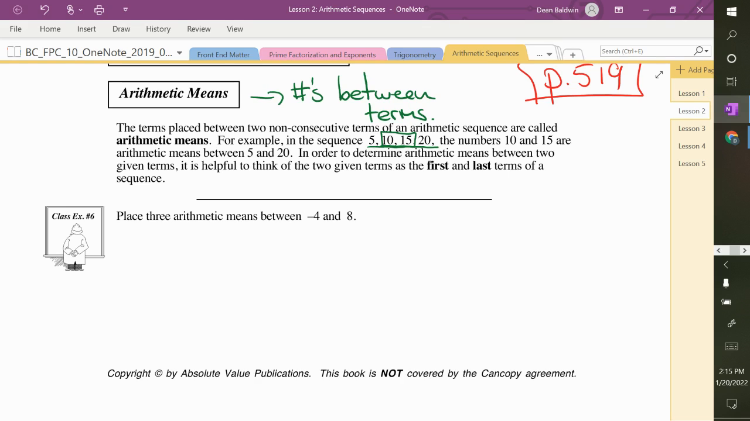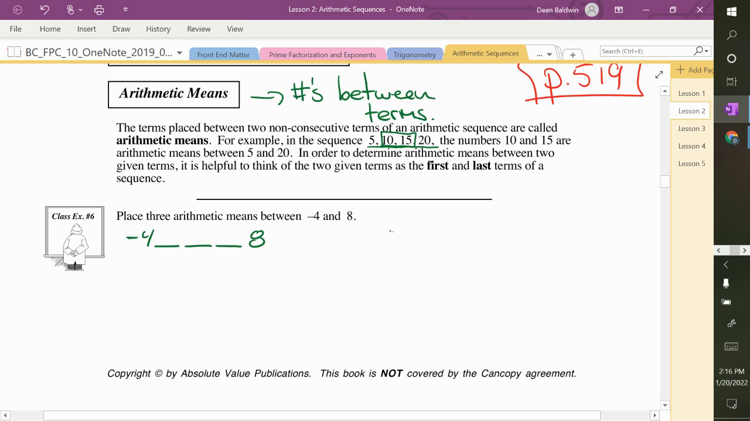So if I say place 3 arithmetic means between -4 and 8. So -4 is our first term. I want to place 3 numbers between them. 1, 2, 3. Okay? That's what 3 arithmetic means represents. Now we have to figure out what those numbers are. If I say place it between two numbers, make the first number the first term and the other number the last term, and then just put the lines in between them.